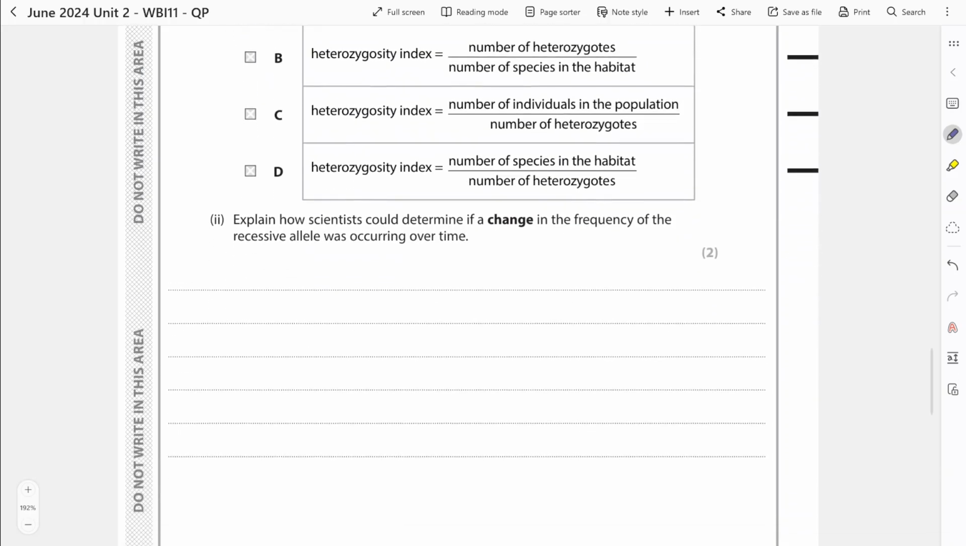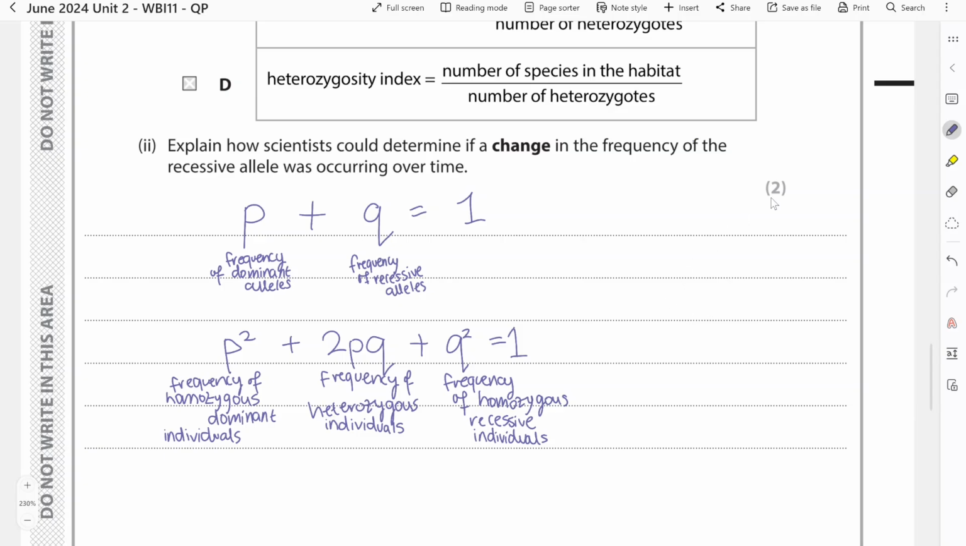All right, part 2, explain how scientists could determine if a change in the frequency of the recessive allele was occurring over time. So we need to talk about the Hardy-Weinberg equation for this. Okay, so I've included the equations for the Hardy-Weinberg equation. We've got p plus q equals 1. So p is the frequency of dominant alleles, and q is the frequency of recessive alleles. And then you've got p squared plus 2pq plus q squared equals 1. So p squared would be frequency of homozygous dominant, and that's why you square this. And then 2pq would be heterozygous, and then q squared would be frequency of homozygous recessive individuals.